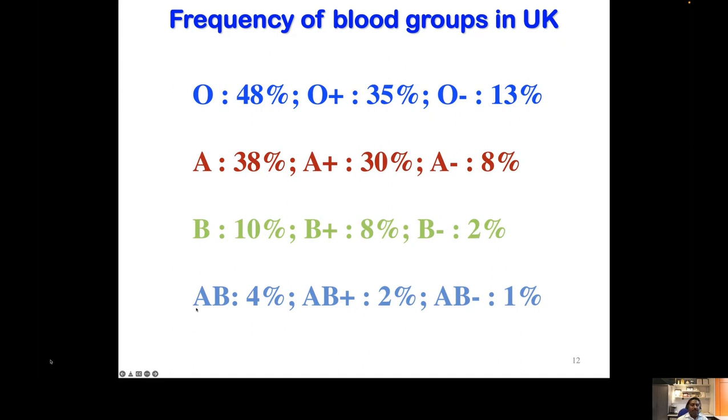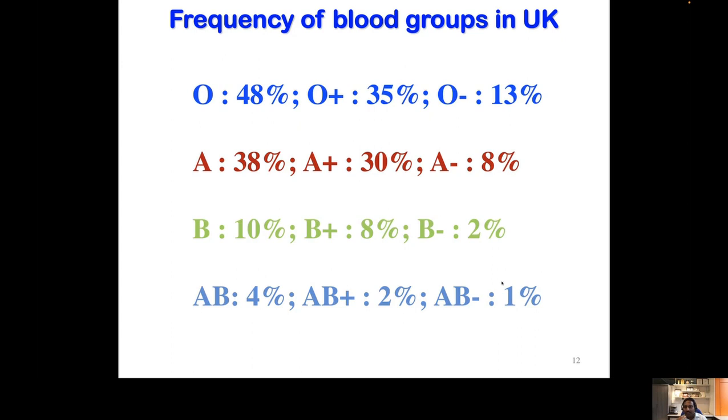And then what about AB, which is again very low frequency or very low in abundance? So they are only 4% people. AB positive people around 2%, AB negative around 1%. Okay, don't ask why this is not 4% completely, because they are rounding up to the nearest figure here, and therefore when you round up everything within the fractions, then it will come to 100%.